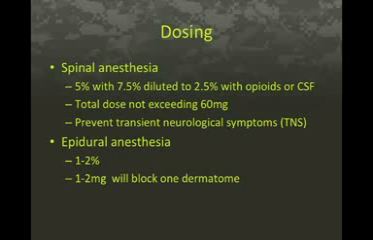The anesthetist uses lidocaine in a variety of ways on different patient populations. For spinal anesthesia, lidocaine 5% with 7.5% glucose is commonly supplied and should be diluted to 2.5% with opiates or CSF prior to injection, with a total dose not exceeding 60 milligrams. This dilution is recommended to decrease the incidence of transient neurological symptoms, a condition characterized by prolonged lower back and leg pain after neuraxial administration of lidocaine.